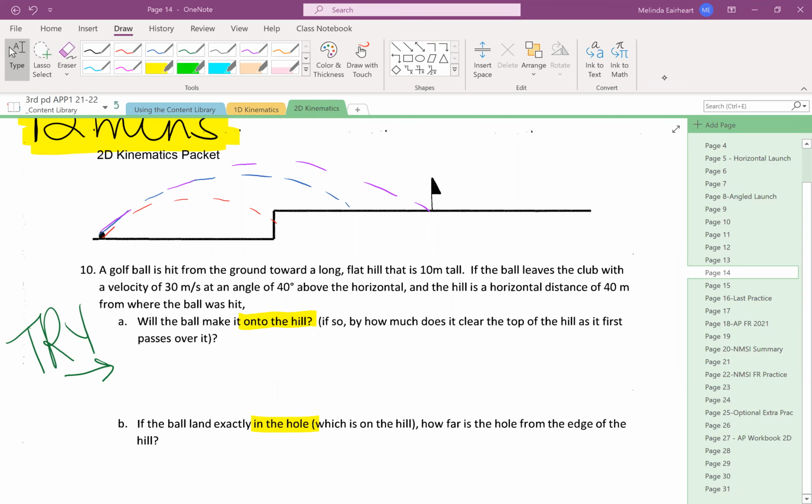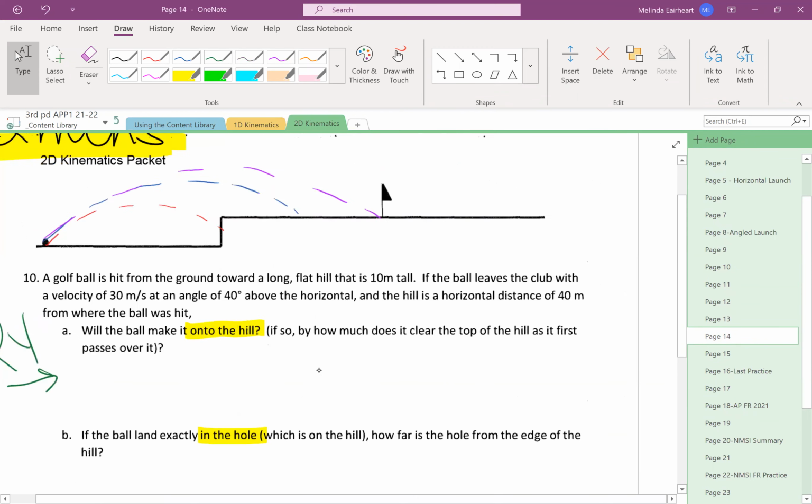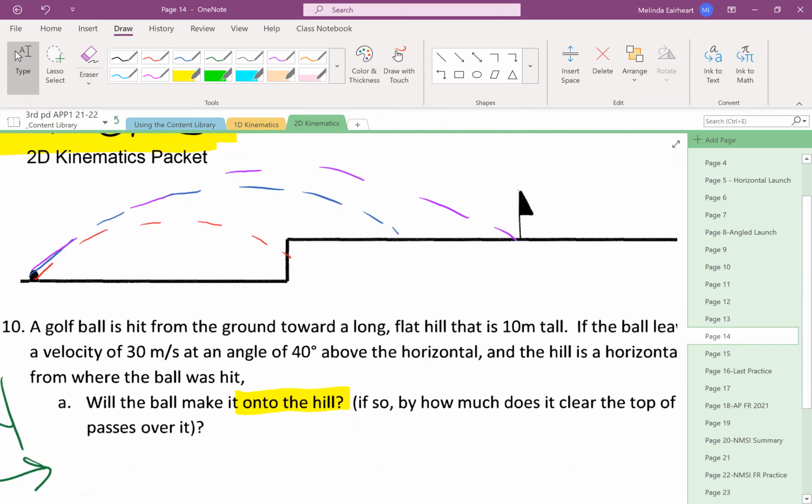Okay, on page 14, we've got a golf ball that's hit from the ground towards a long flat hill that is 10 meters tall. And so, just like we saw last time with the backboard, they want to know if it's going to make it onto the hill. And so notice I drew 3 different patterns here as options.